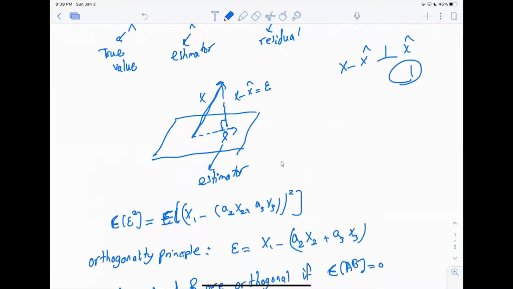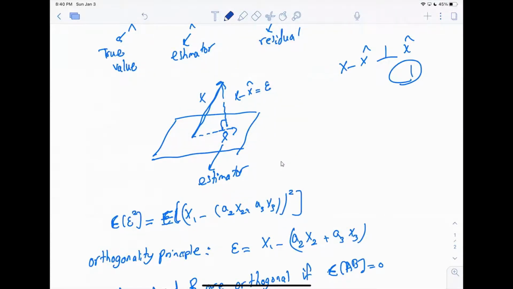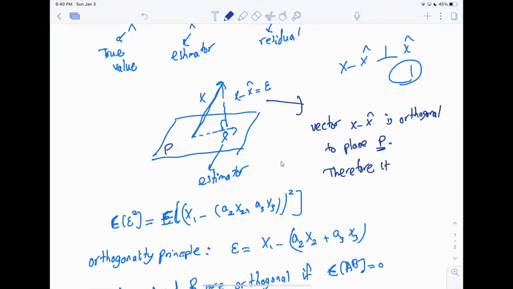But let's take a look at this diagram. Let me use another color here. If you go back to your geometry class, you remember that if a vector is orthogonal to a plane, then it will be orthogonal to every single vector in that plane, right? So here, the vector x minus x hat is orthogonal to, let's call it plane P. Therefore, it will be orthogonal to every vector in the plane.